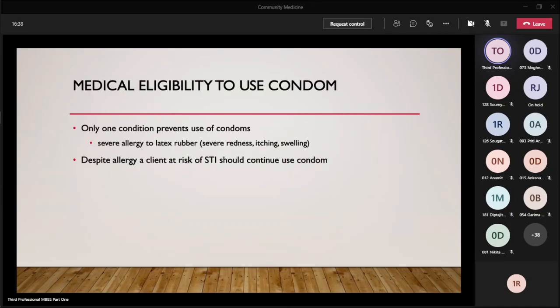Next, regarding the medical eligibility to use condom, only one condition prevents its use, that is severe allergy to latex rubber, as it causes itching, swelling, redness. Despite allergy, a client at risk of sexually transmitted infection should use condom. At that time, allergy should not be a bar because sexually transmitted infection can be prevented by its use.